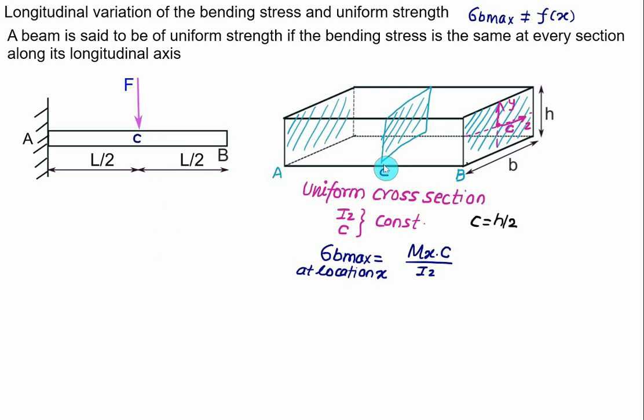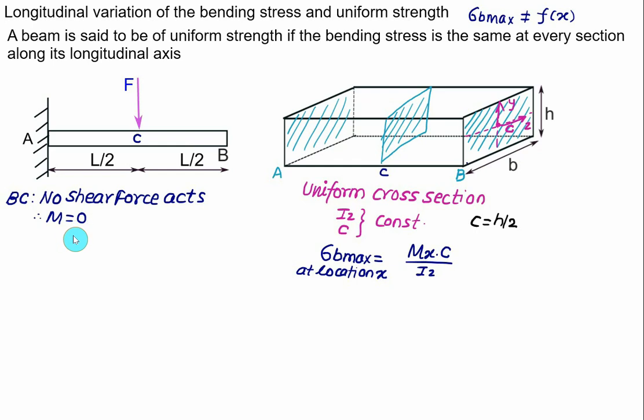We'll again consider here one uniform cross section having the width equal to b and the height equal to h, of a rectangular cross section. For this section, we have Iz, and c is constant, value of c is same as h by 2, and the bending stress maximum at any location x is given by the flexure formula: bending moment at that location multiplied by c divided by Iz.